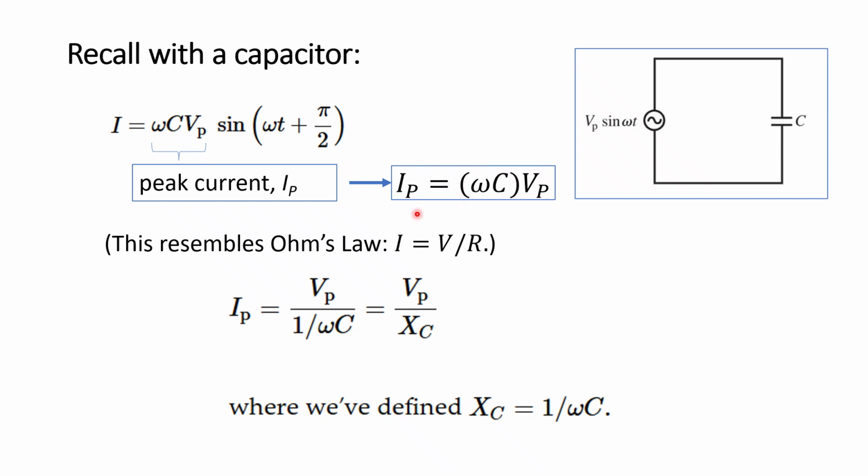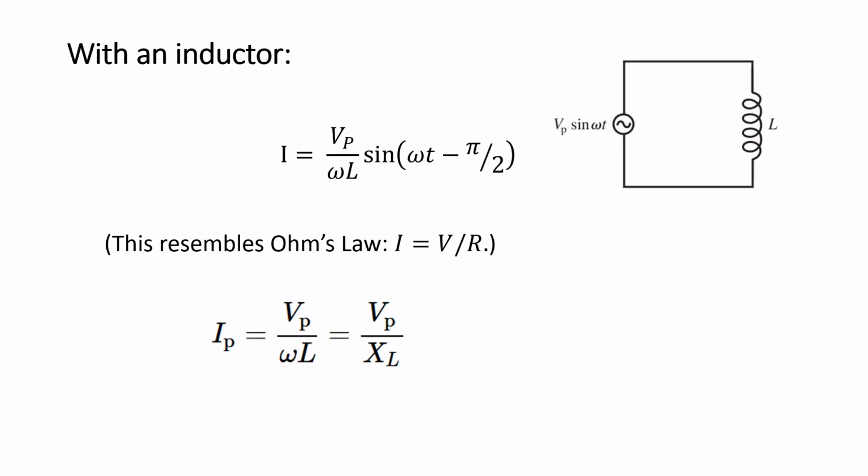And so in the case with a capacitor, remember, peak current was omega C times Vp. So this is just a review of a previous slide in this video. And so we call that capacitive reactance. It was 1 over omega C. But now, with an inductor, we have peak current is peak voltage over omega L. So here we have that inductive reactance.